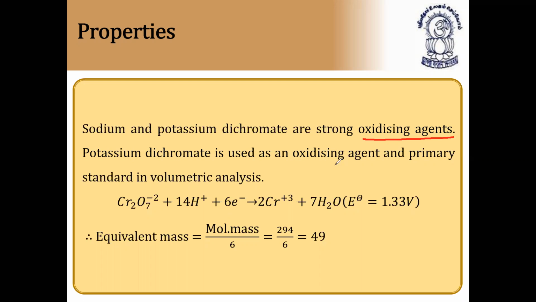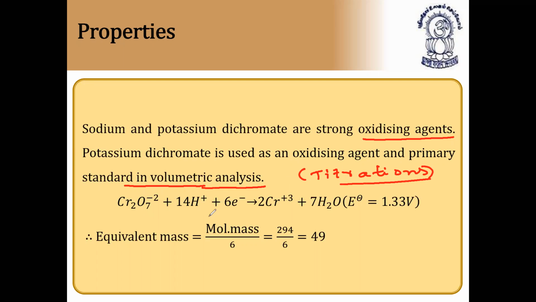Potassium dichromate is used as an oxidizing agent and primary standard in volumetric analysis. This volumetric analysis you might have already done in 11th class. For the estimation of the concentration of a solution, we use volumetric analysis, which we also call titrations. In volumetric titrations, we use potassium dichromate as the titrating agent, the titrant.